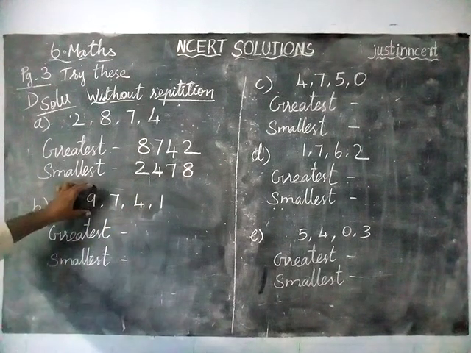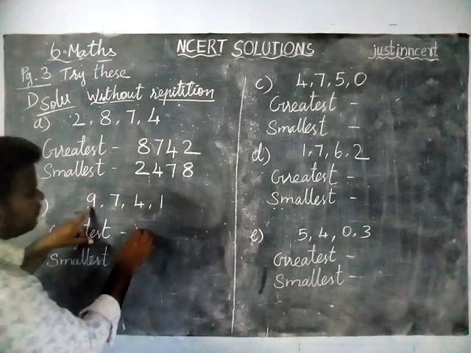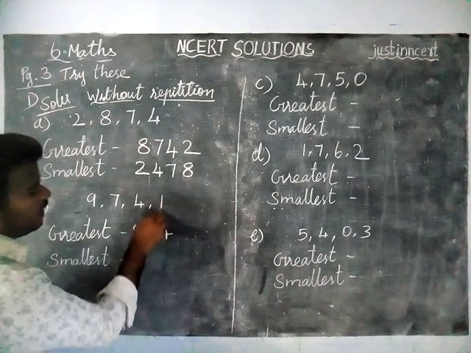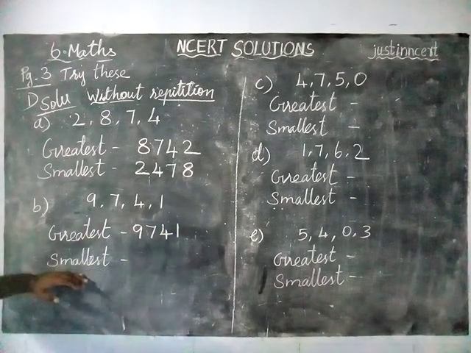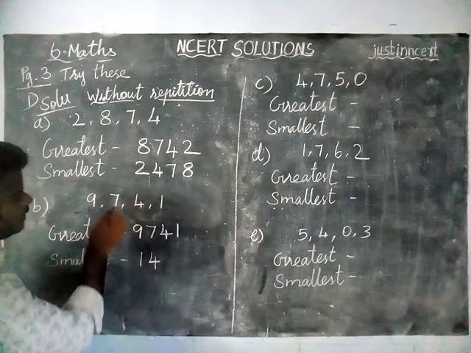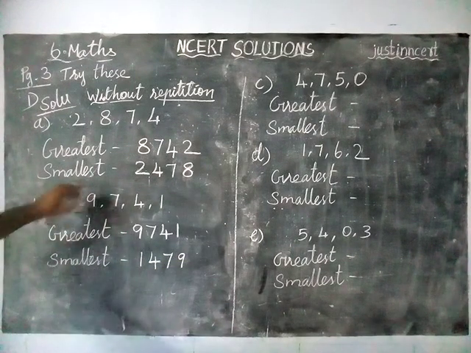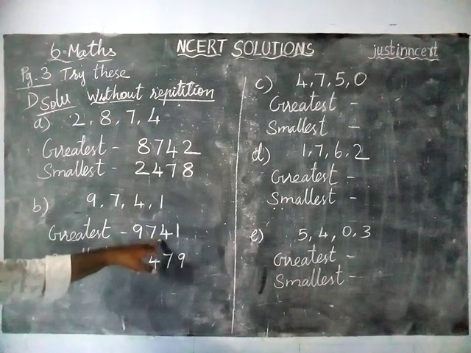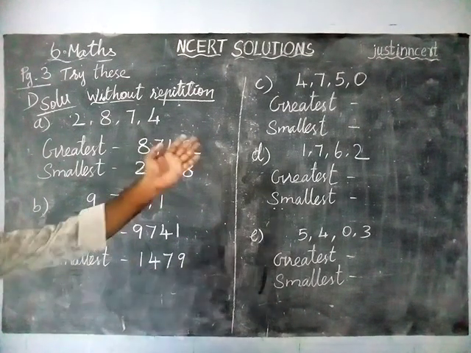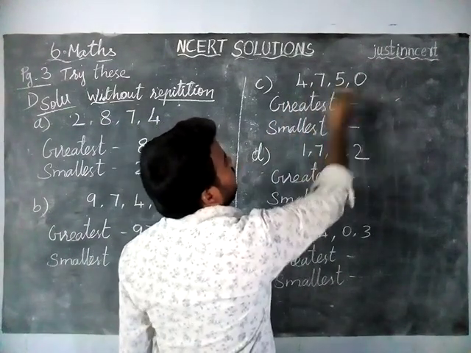Next, option B, 9741. By using these 4 digits, we have to make the greatest number. In this, the greatest digit is 9, second greatest is 7, third is 4, last 1. Next, the smallest digit is 1, next smallest is 4, next 7, then finally 9. So by using these 4 digits, the greatest number is 9741 and the smallest number is 1479.